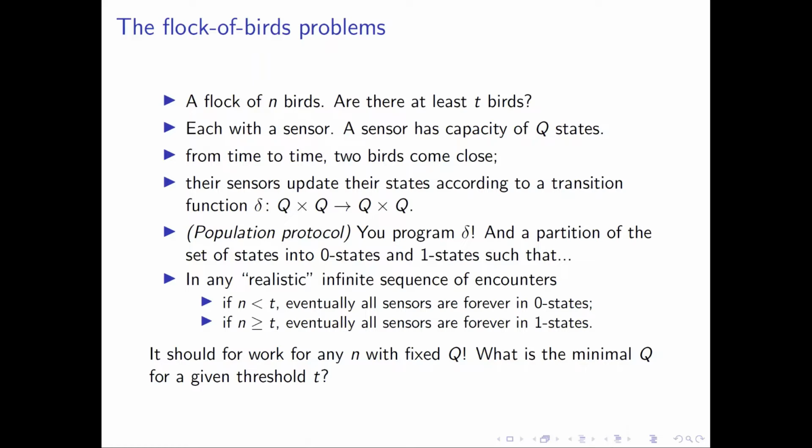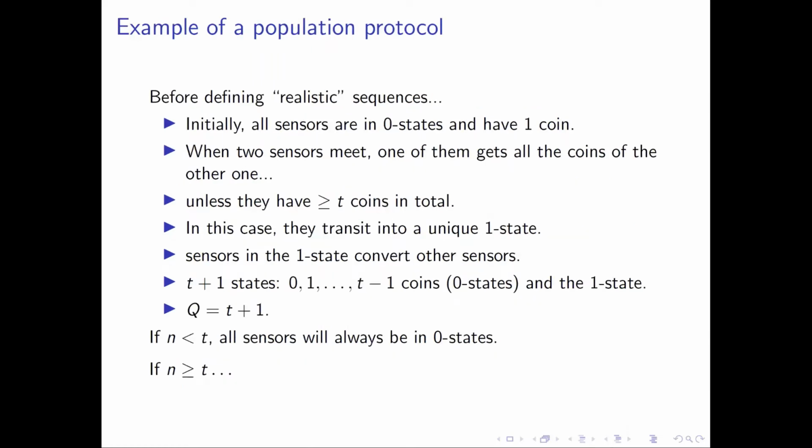And it should work for any n, so the size of the flock can be arbitrarily large, while you have the same memory capacity q. And it should work for every n. And then the question is, what is the minimal q such that there is a protocol which solves our problem with threshold t? And just to finish the definition of the problem, I have to define realistic sequences. But before that, let me just give you an example of a population protocol, just to give you an idea what actually one can do here.